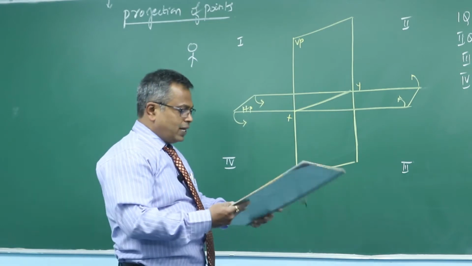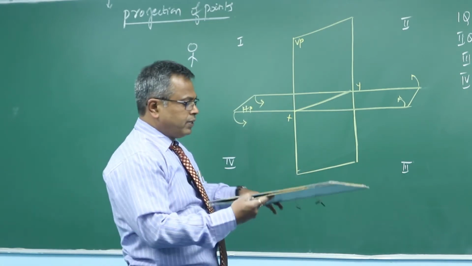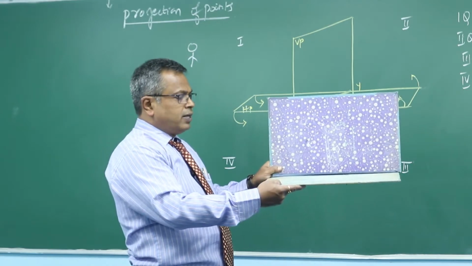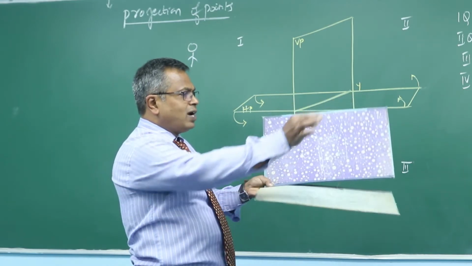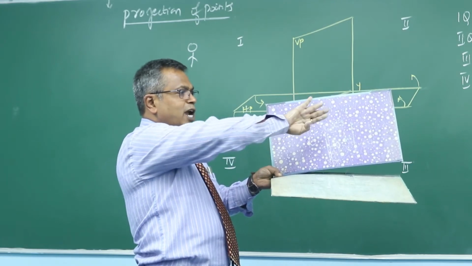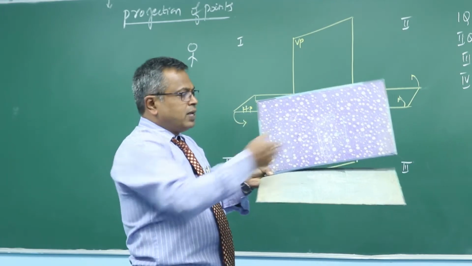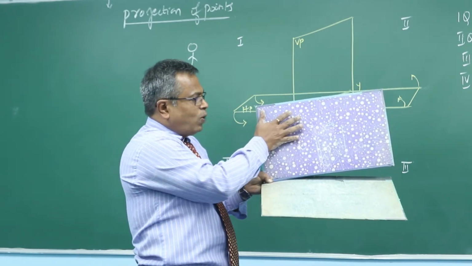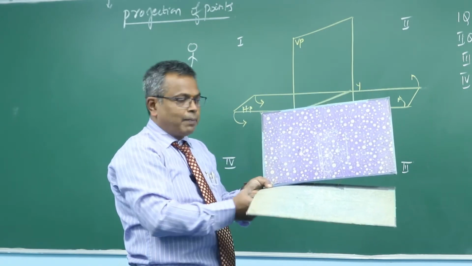For example, you are the observer. Let us say this is the first quadrant. If a point lies in the first quadrant, it is above the horizontal plane and in front of the vertical plane. And this is my XY line. The XY line is the intersection of the vertical plane and the horizontal plane.